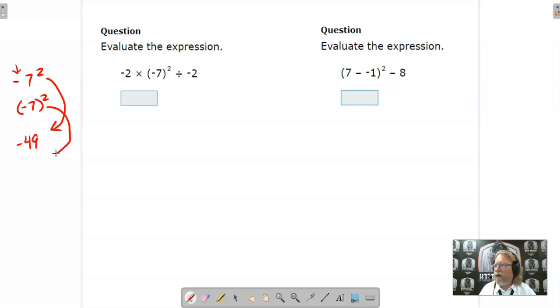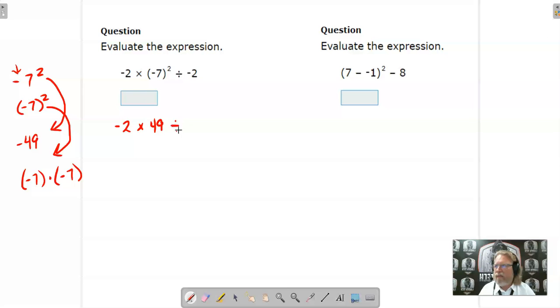But this one here actually means negative 7 times negative 7. So big difference between this and this. Since they want you to make sure that you're multiplying negative 7 times negative 7, you use the parenthesis to hold that negative sign in. So I'm going to go negative 2 times negative 7 times negative 7. Well, 7 times 7 is 49, and negative times negative is positive, so I'm good to go there.